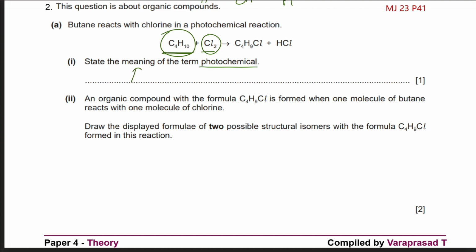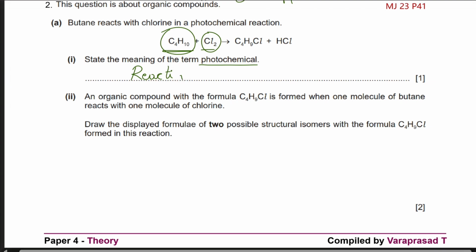A reaction that uses UV light or that needs UV light is called a photochemical reaction. Okay. A reaction that needs UV light or uses UV light is called a photochemical reaction.